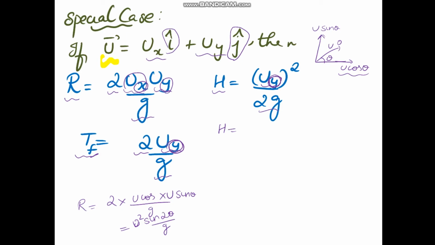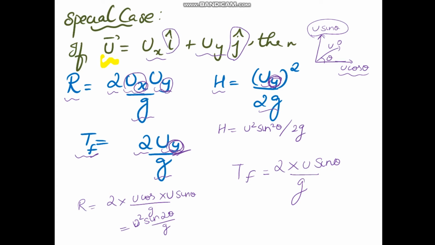Height reached uses the y component, so it is u square sin square theta divided by 2g. Time of flight is equal to 2 into the y component, which is u sin theta, so 2u sin theta divided by g. This is how we get these formulas.